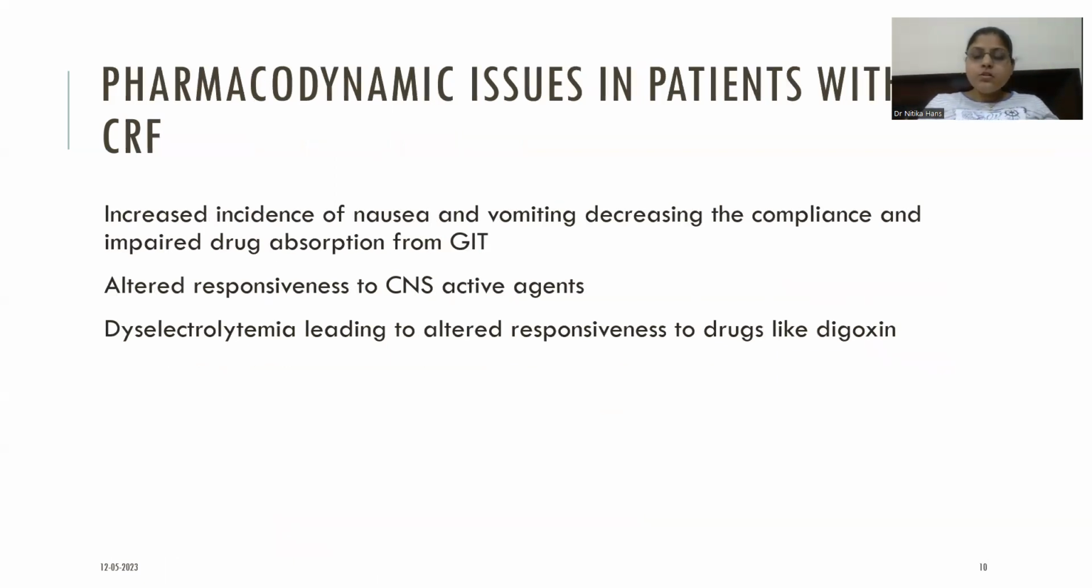Pharmacodynamic issues in patients with chronic renal failure: there can be increased incidence of nausea and vomiting, which can lead to decrease in compliance. Compliance is how much the patient is abiding by the instructions of the physician to take the drug regularly. As the patient is suffering from nausea and vomiting, that can lead to decreased compliance, and the absorption can also be impaired from the GIT.